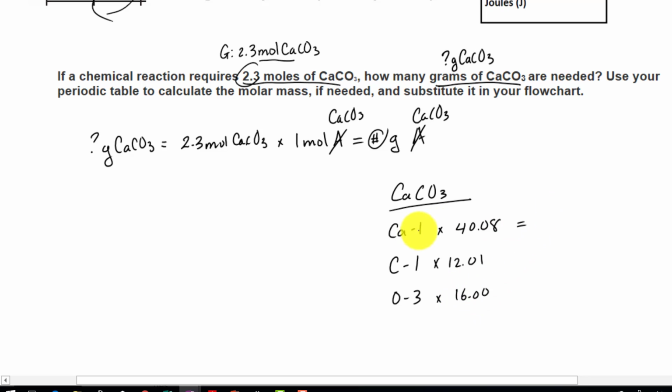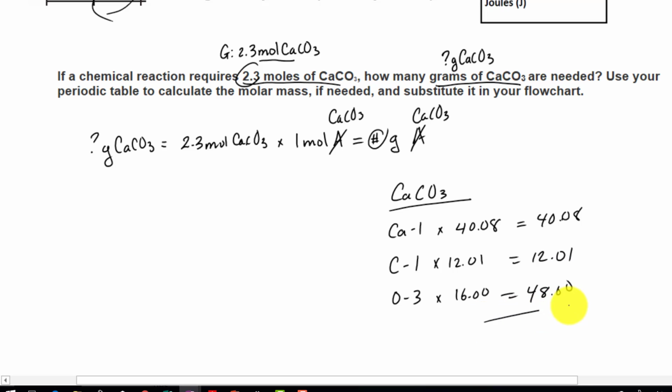So we have what? So what do we have for calcium? 1 times 40.08 is 40.08. That's easy math. Then we have carbon. 1 times 12.01 is just 12.01. And here it gets tricky. 3 times 16, what is that? Well, of course, it's going to be 48.00. There you go. Isn't that easy?